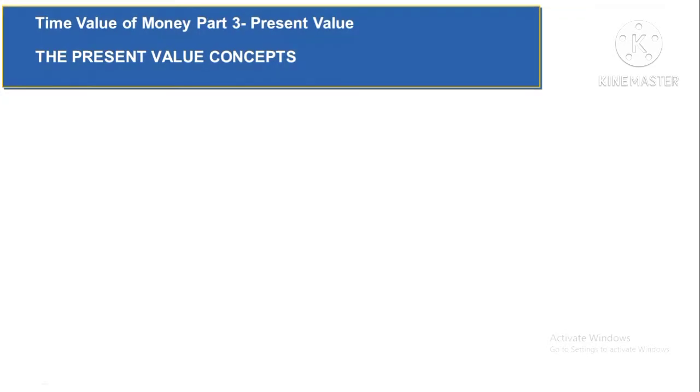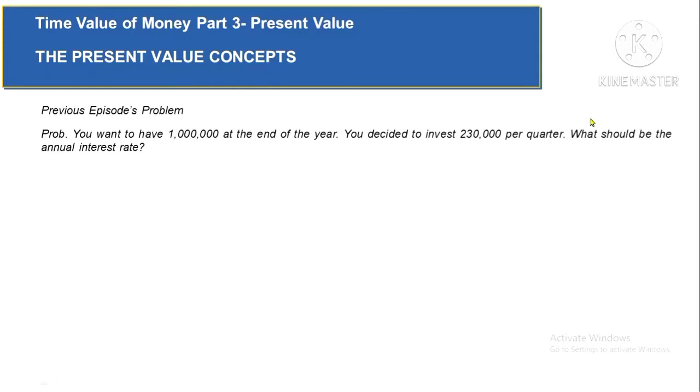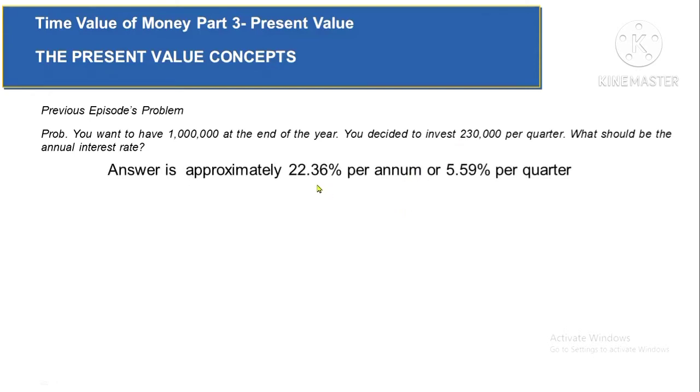But before we go to that, I have presented you with a problem in the last episode and I promised that I will give you the answer in the next video. So this is the problem. You want to have 1 million at the end of the year, so you decided to invest 230,000 per quarter. What should be the annual interest rate or annual growth rate? And the answer is 22.36% per annum or 5.59% per quarter.